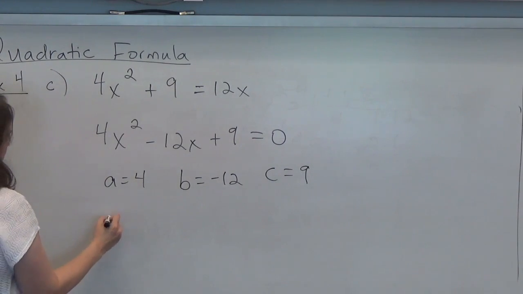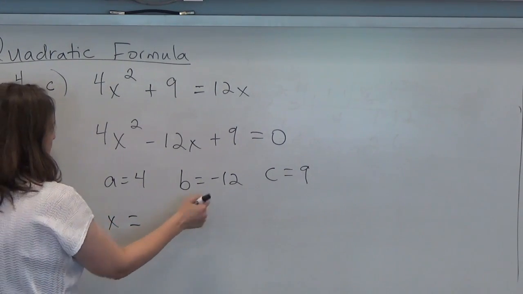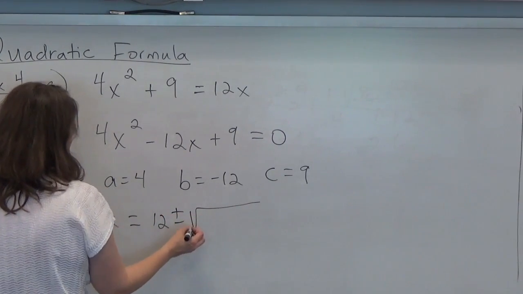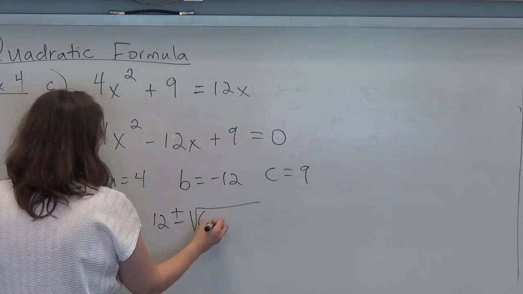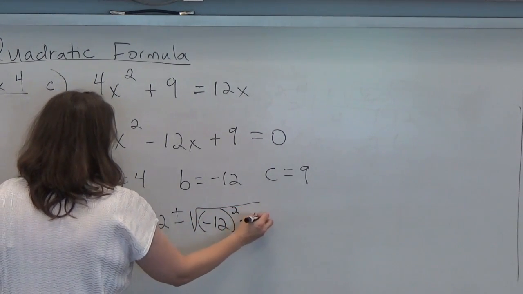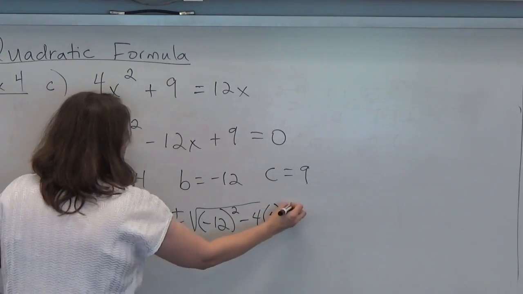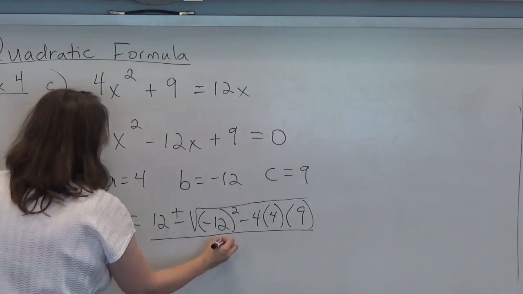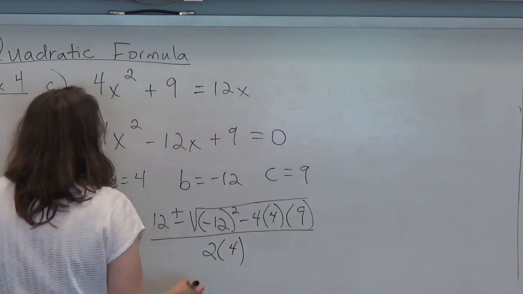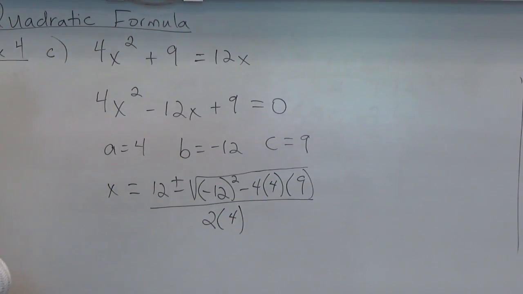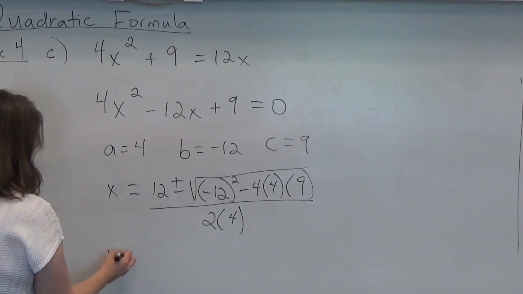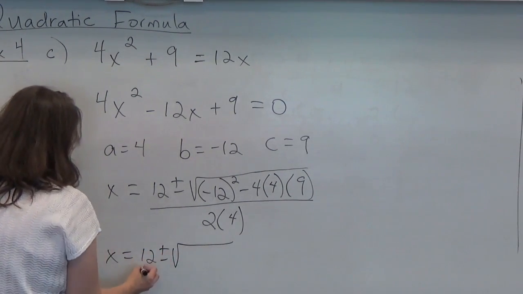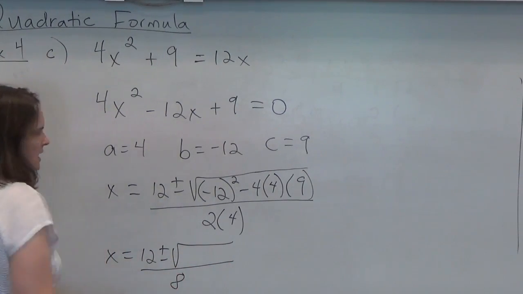Applying the formula, we'll have x equals negative b, which is going to be positive 12, plus or minus the square root of b squared. So again, you have to use parentheses, negative 12 quantity squared, minus 4 times a, which is 4, c is 9. This is all over 2 times a, and a is 4. So we've got x equals 12 plus or minus, we're going to clean up the radical on the inside, and let's go ahead and put that 8 in the denominator.